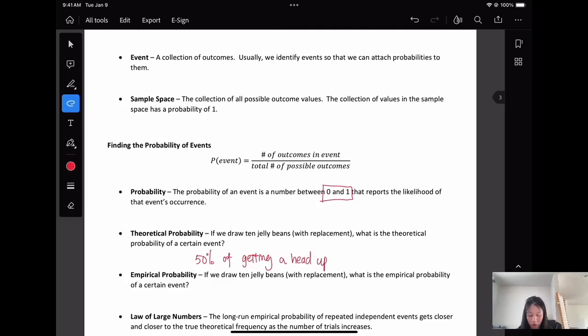Empirical probability. If we draw 10 jelly beans with replacement, what is the empirical probability of a certain event? Empirical probability is based on the observation of the experiment.